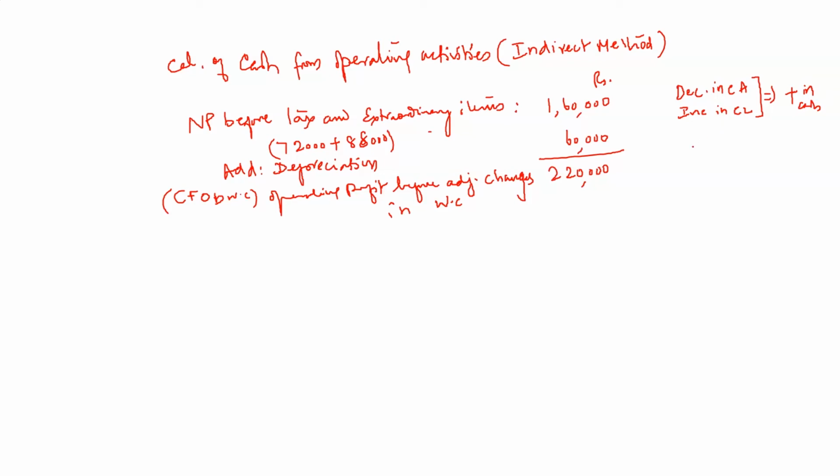and the opposite effect of it. Increase in current asset and decrease in current liability means the effect on cash position will be less. So less in cash position. So this rule we have to keep in mind while adjusting changes in working capital. Let us look at the balance sheet.